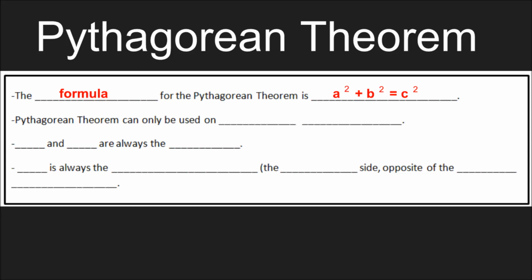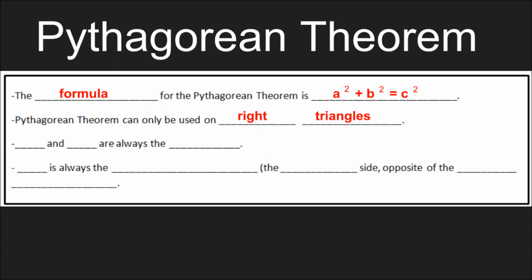All right, let's look at the second sentence. It says the Pythagorean theorem can only be used on blank blank. This is the type of triangle it can be used on. So the Pythagorean theorem can only be used on right triangles. Remember, to be a right triangle, it has to have a 90-degree angle somewhere in that triangle. A 90-degree angle is like a corner or like an L. That makes our right angle a 90-degree angle.